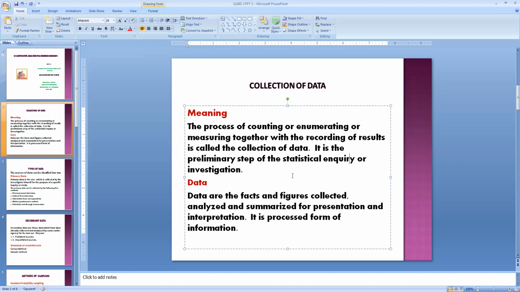The second type of data we come across is the spatial data. If the data collected is connected with a place, according to the place, if you have a collection of data, that is called the spatial data.